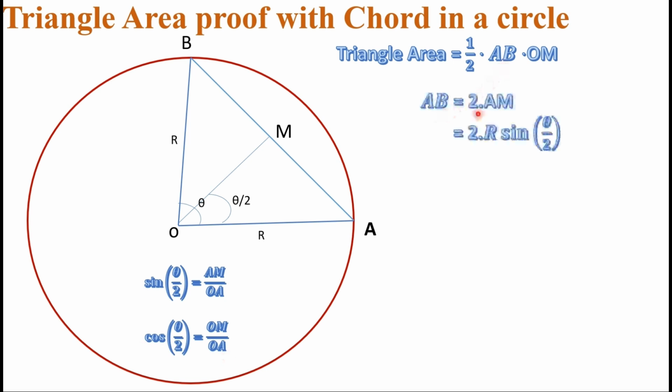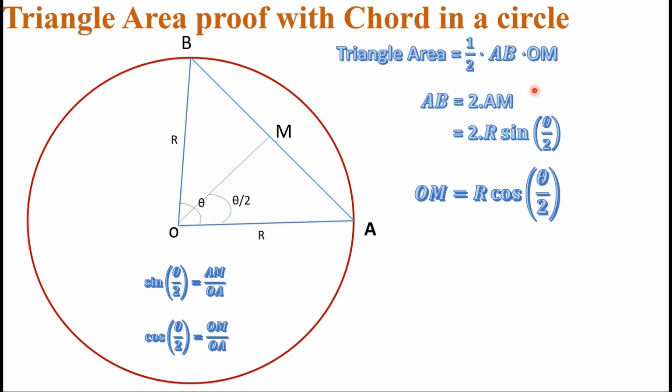First, we will find AB. AB equals 2 times AM, right? So it is AM plus MB, both are equal distances, so we write 2 times AM. 2 times AM can be written from this sin theta by 2 as OA into sin theta by 2, and OA is the radius of the circle, so R into sin theta by 2 here. Similarly, OM equals OA into cos theta by 2. OA means R, so R into cos theta by 2 is OM.